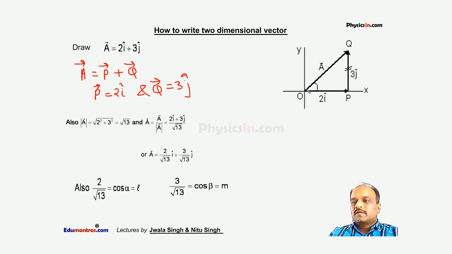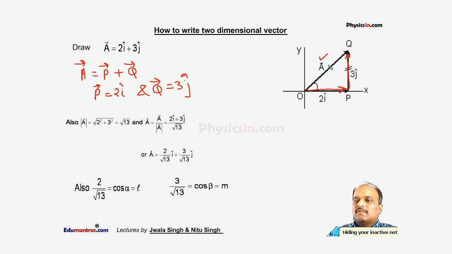Now I will put this, this is vector O to P, this is vector P, 2 i cap. I draw a vector of length 2 units along the positive x-axis, and for 3 j cap, I draw a vector, this is vector 3 j cap, whose length is 3 units and which is along the positive y-axis, and join the tail of this 2 i cap and head of this 3 j cap, then it will give me vector A, which is equal to 2 i cap plus 3 j cap.